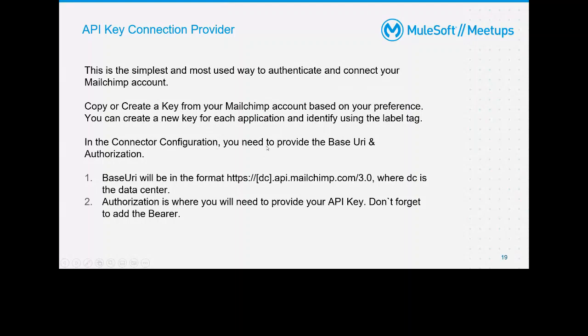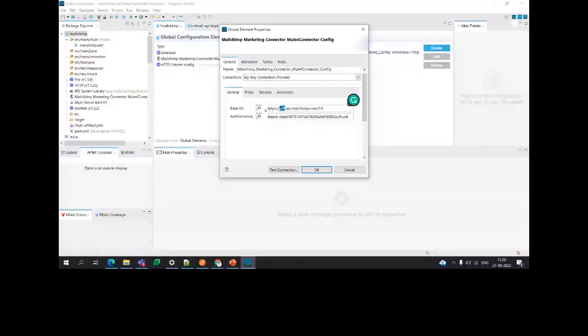In the connector configuration, as I explained, there are two configurations you need to provide: base URI and the authorization. The base URI will be in this format, dc.api, where dc is the data center part. So what's our data center? It's us9. Maybe they have set up a server in the US, so their server name is us9. Maybe if you create an account in Europe, you will get something different. This way your base URI will differ here.